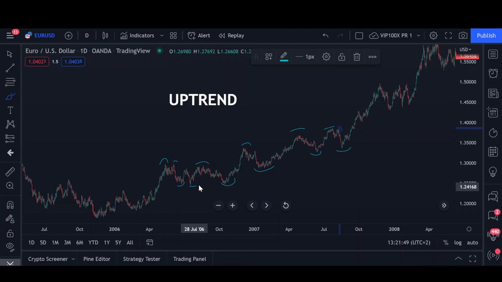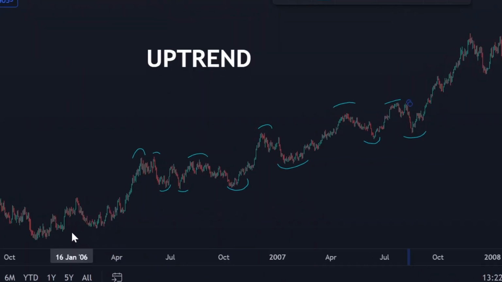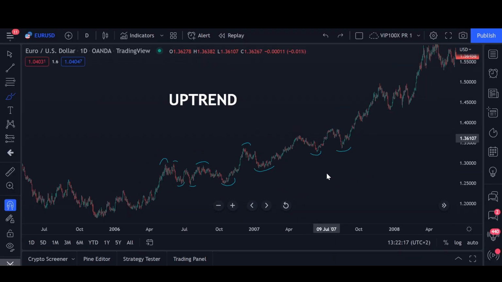And we can see clearly that the lows never close below the previous low. And the highs always close higher than the previous high. You can check that all around here. That way is how the uptrend is formed. Let's delete this and draw the supports and resistances.